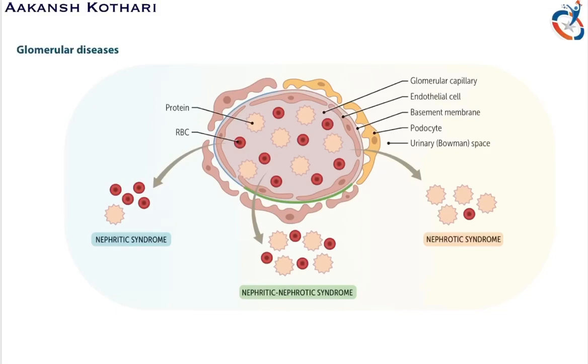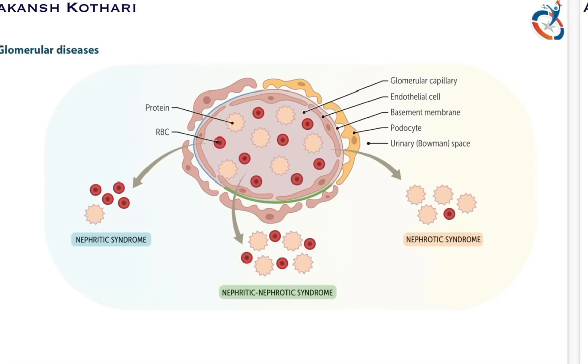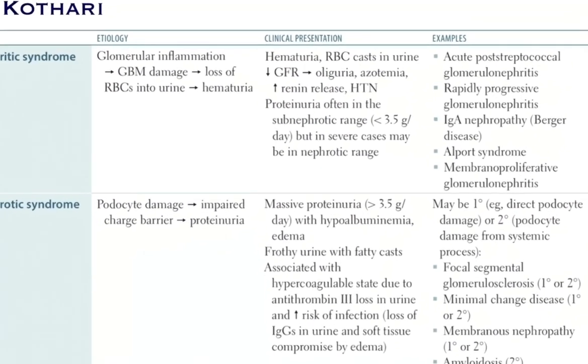Now what is basically nephritic syndrome? In nephritic syndrome, the RBCs leak out, whereas the protein doesn't leak out as much as in nephrotic syndrome. In nephrotic syndrome, there is a high leakage of protein, but less leakage of RBCs. And in nephritic-nephrotic syndrome, there is leakage of both protein and RBCs. Is it clear? So let us talk more about nephritic syndrome first.